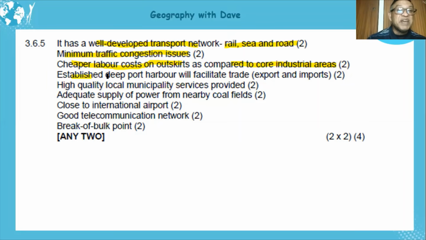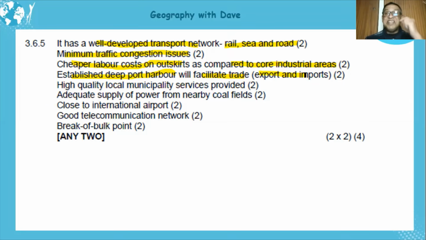And it's a specific reference to the deep port harbor, which will facilitate trade. Can you see what it's doing now? It's linking it to the infrastructure. You can't talk generally. You have to talk about the infrastructure. Okay, like this, you can either put exports or imports, but the harbor, which is infrastructure, facilitates trade. It allows for good trade, cheaper transport for exports, imports. Can you see how we're going specific towards the answer?